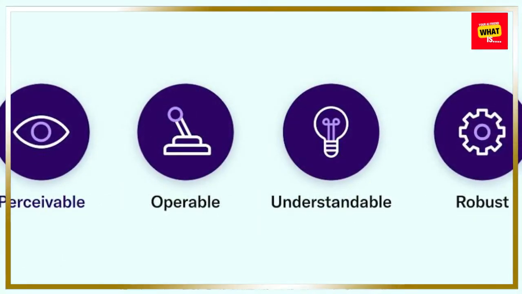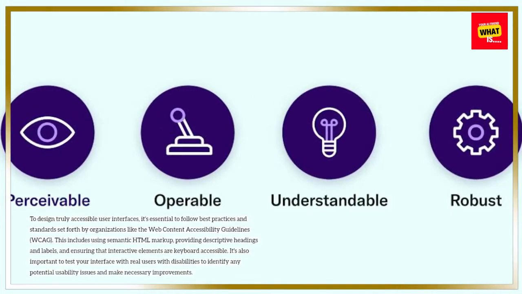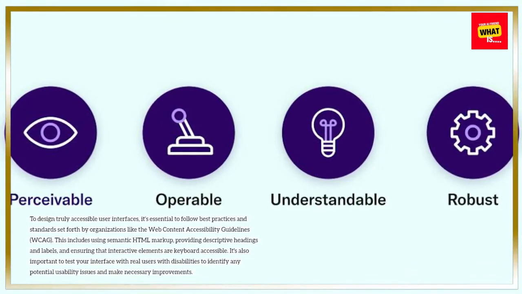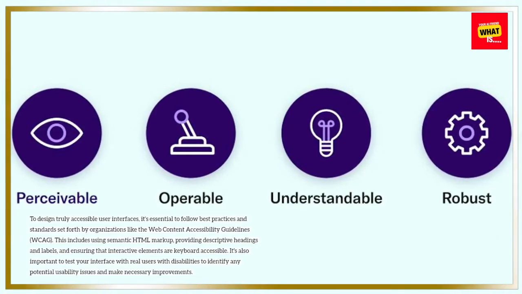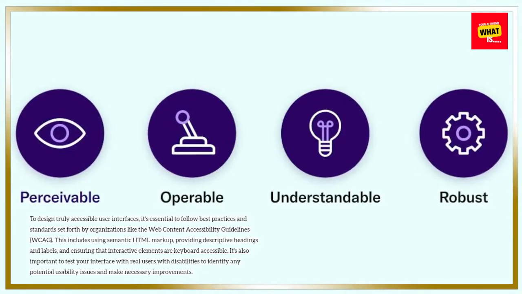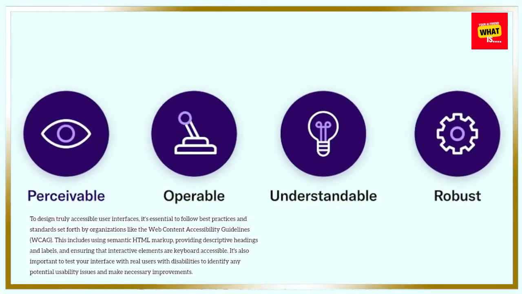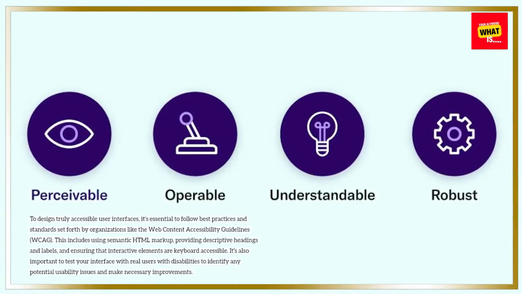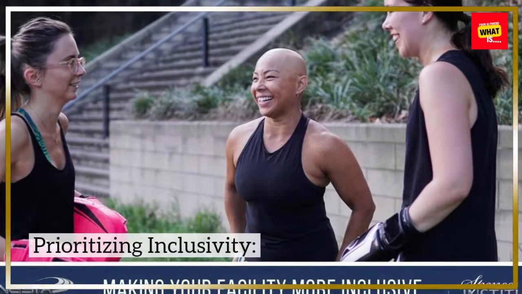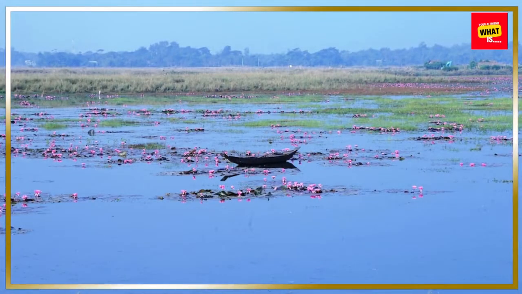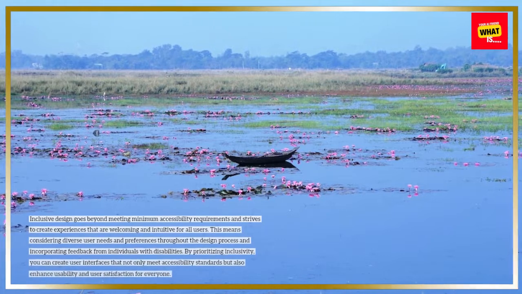Implementing best practices. To design truly accessible user interfaces, it's essential to follow best practices and standards set forth by organizations like the Web Content Accessibility Guidelines, WCAG. This includes using semantic HTML markup, providing descriptive headings and labels, and ensuring that interactive elements are keyboard accessible. It's also important to test your interface with real users with disabilities to identify any potential usability issues and make necessary improvements.